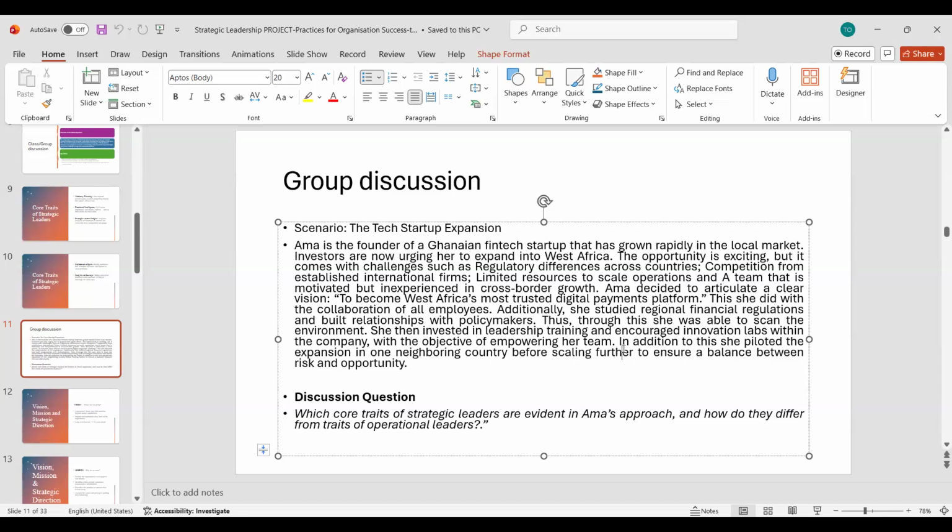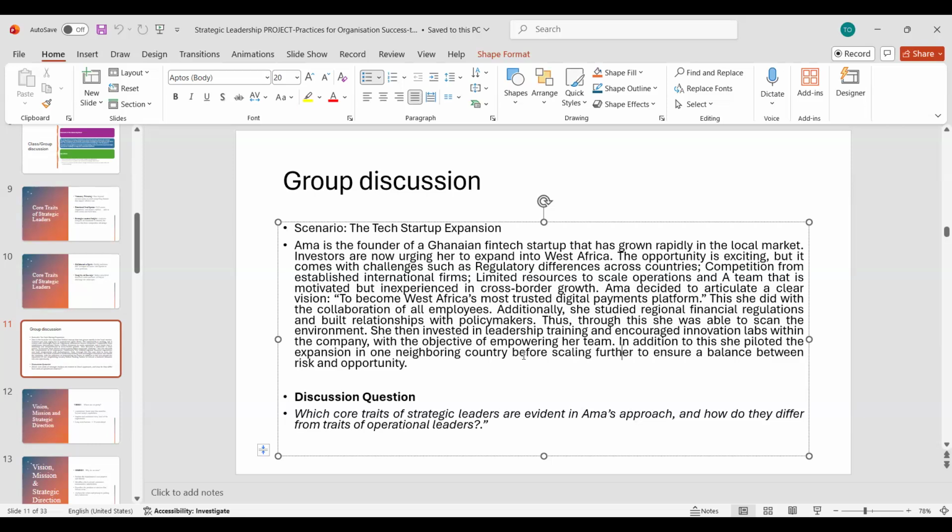To add to what our colleague said, I wouldn't talk about being visionary as a strategic leader, but I will talk about the challenges that she found solutions to as a strategic leader. One has to do with the environment, things that were not going on properly, and she was able to study the financial regulations and other things. She was able to scan the environment to know where she falls short and study the regional financial regulations and market differences to understand the external opportunities and the risks involved.